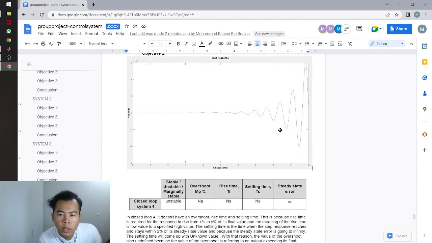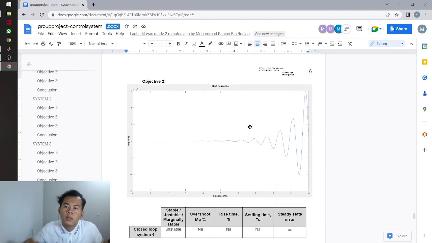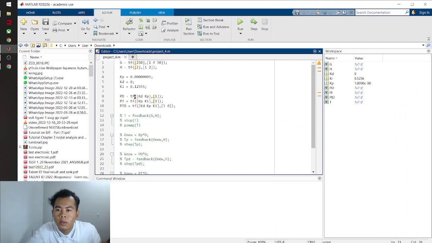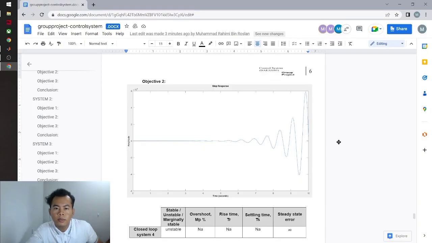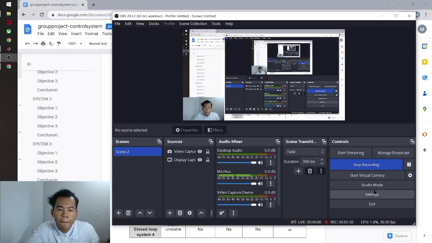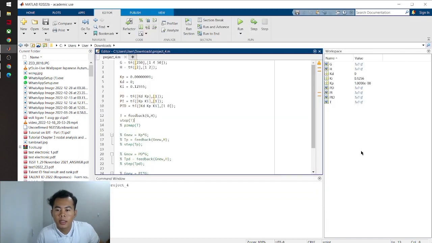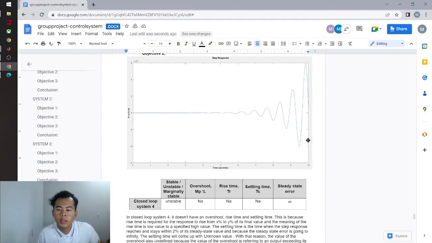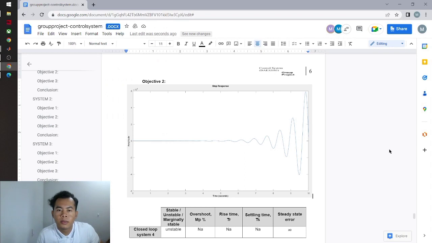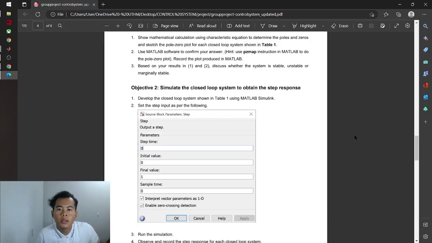Then move on to objective 2. This is to simulate the closed loop system to obtain the step response.